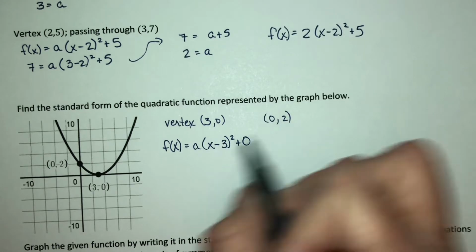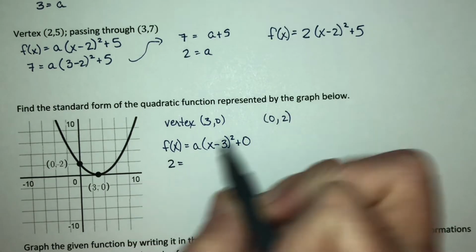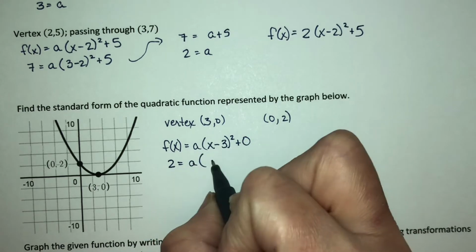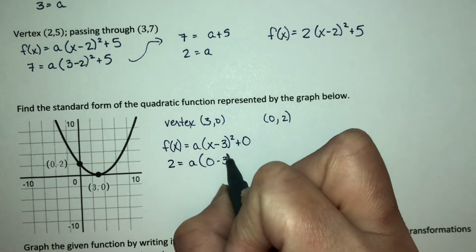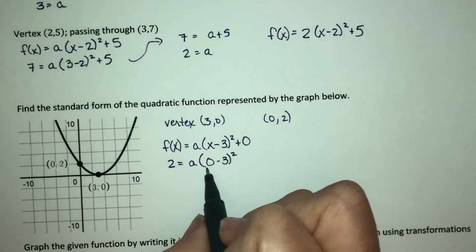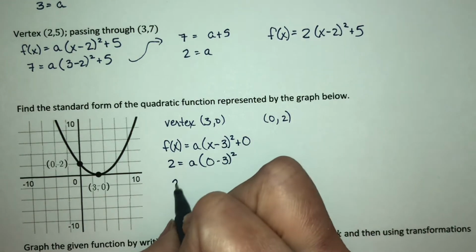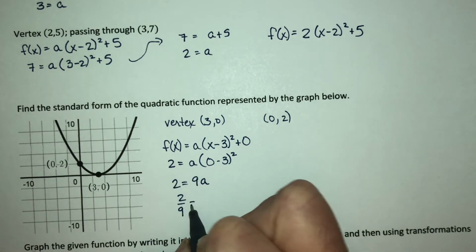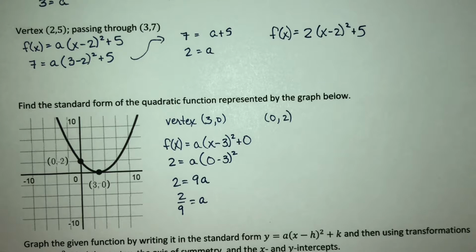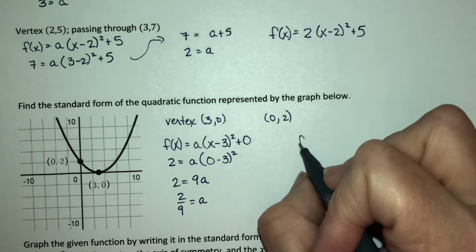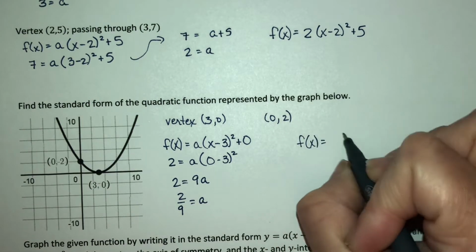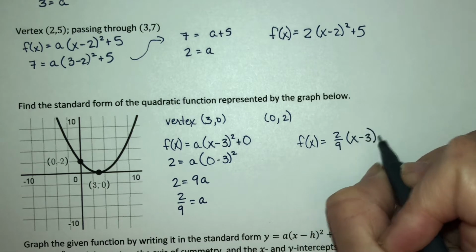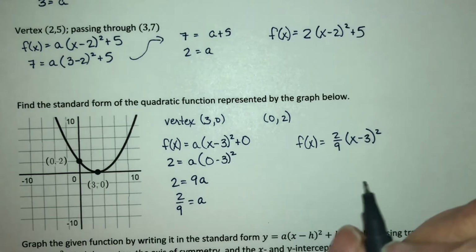Plug in this information. 2 is equal to a times (0 - 3) squared. Negative 3 squared is 9, so 2 is equal to 9a. So 2/9 is equal to a. The function we're looking for is f(x) = 2/9 (x - 3)^2.